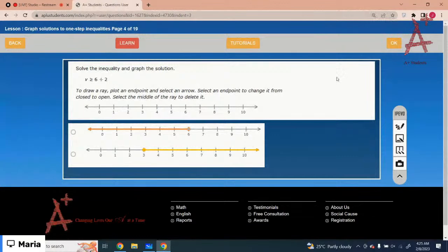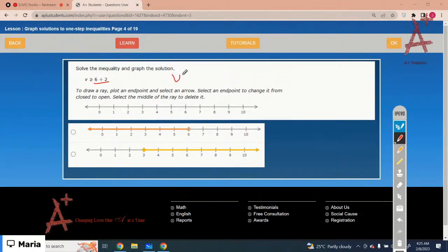Okay, v is greater than or equal to 6 divided by 2. So just divide 6 by 2. Say 2 times what number is 6? 2 times 3 is 6. So it would be v is greater than or equal to 3. You have an equal sign. That means you must have a closed circle at 3. Got it? So here you have a closed circle at 3 and also all the values are greater than 3. So the graph must be pointing at the right hand side. So that would be option number 2.